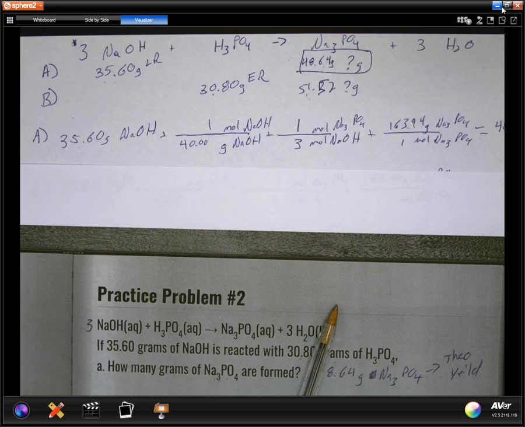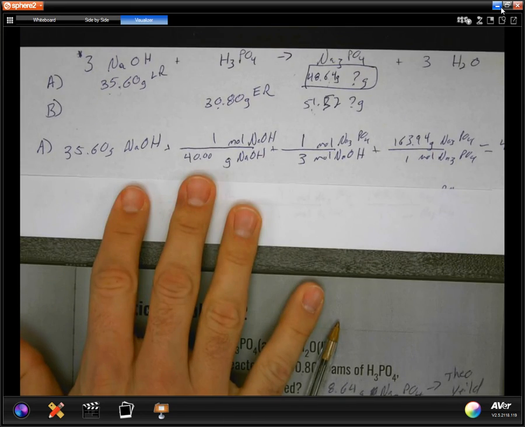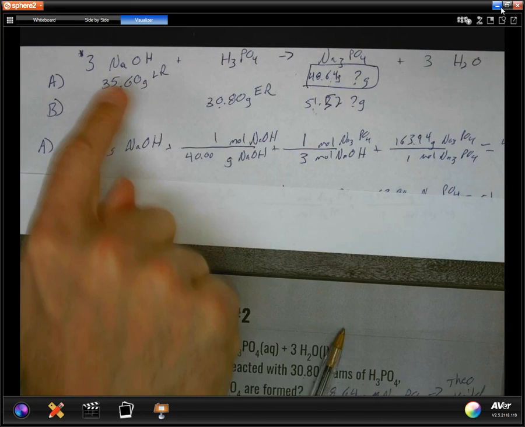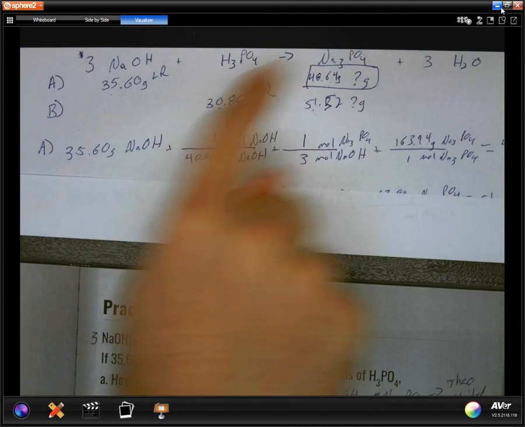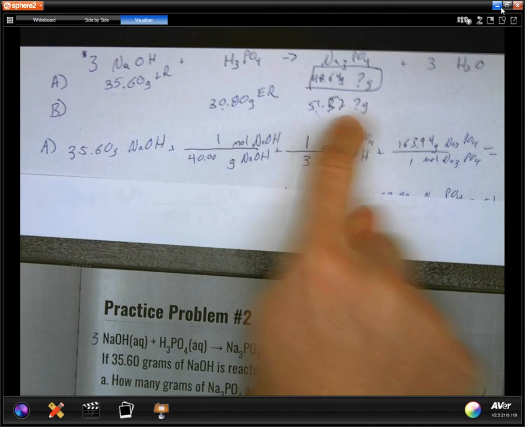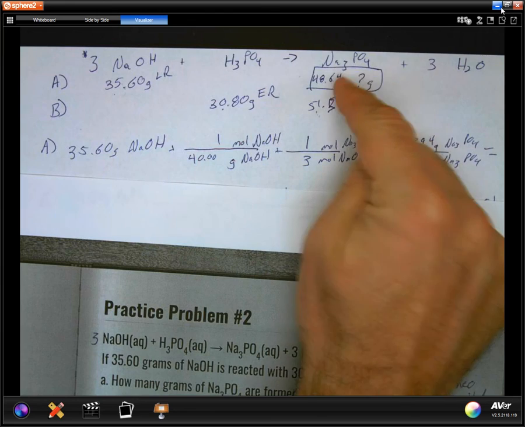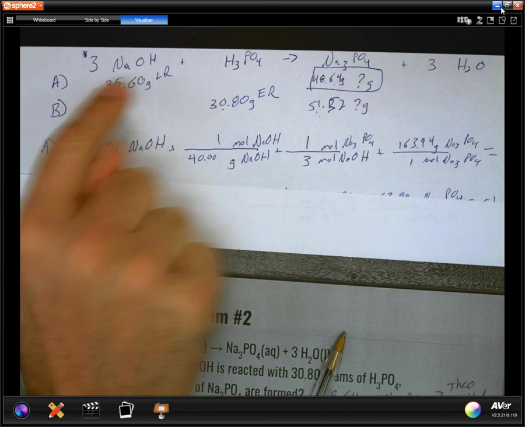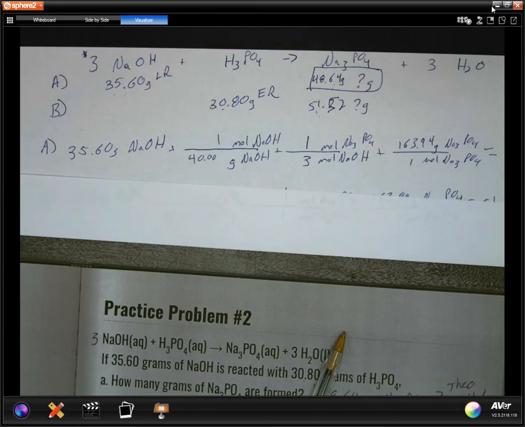I know these problems look sick and nasty, but really it's an easy concept of just taking an amount and predicting the product. Taking an amount, predicting the product, and whoever is less is how much you can actually make, and whoever is less tells you who your limiting reactant was.